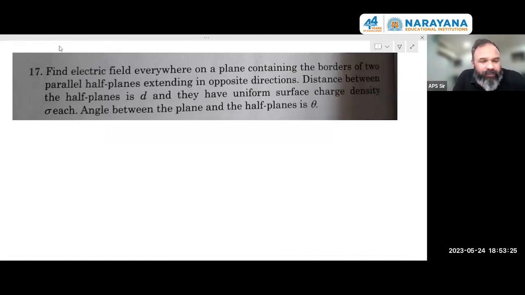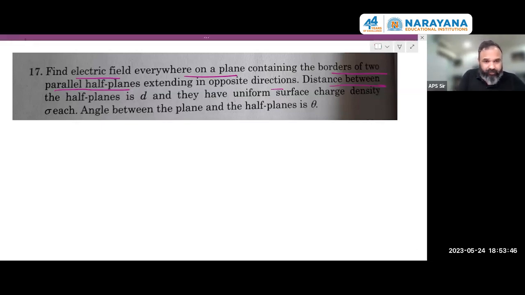In this problem, the question is somewhat like this, that you have to find electric field everywhere on a plane, which is containing the borders of two parallel half planes extending in the opposite direction. And the distance between the half planes is D, and they have uniform charge density. It's nicely written. It's like if you take a sheet in such a way that there is an end line of that plane. So it's like a half sheet type of stuff. So this end is defined, and on the other side, it is extending up to infinity, right?